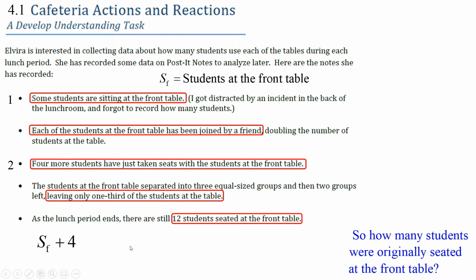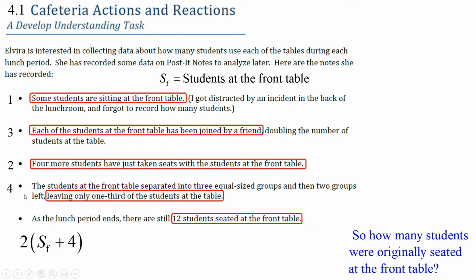Okay, now where do you guys want to go? How about we go to the second bullet, and we'll call that bullet number 3 now. Each of the students at the front table has been joined by a friend, doubling the number of students at the table. So right now we have S sub F plus 4, and if we double that, we have to put it in parentheses and put the multiplication by 2 on the outside.